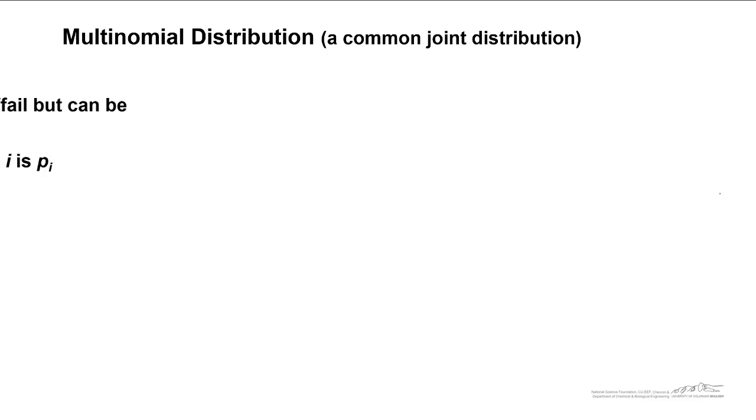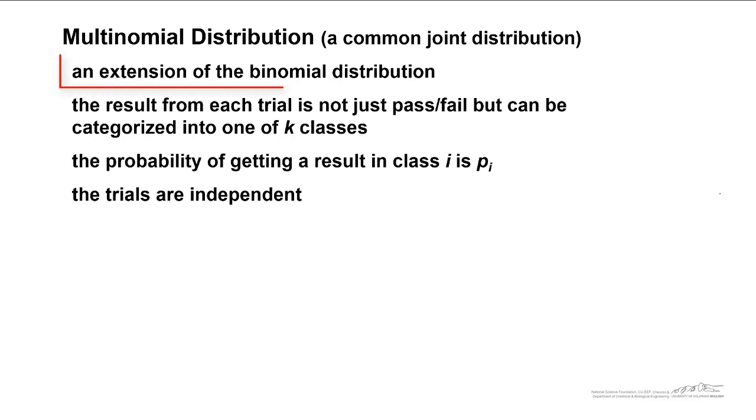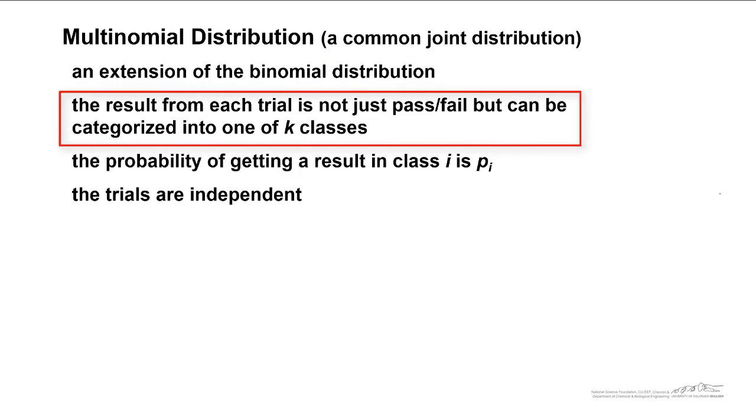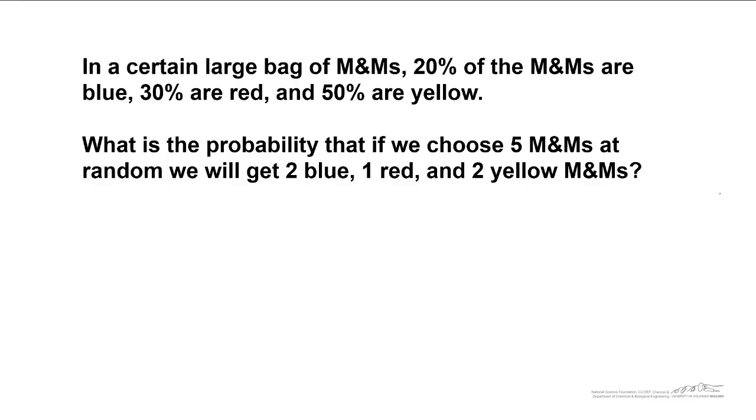And again, this is a common joint distribution. It's an extension of the binomial distribution. The result from each trial is not just pass-fail, but it can be categorized into one of k classes. In our question here, we have 3 different classes. M&Ms are not just red and yellow, but we have blue, red, and yellow. So we actually have 3 classes in this example.